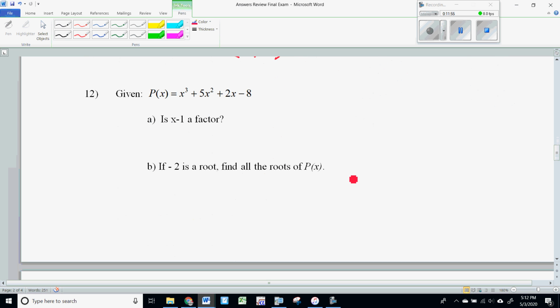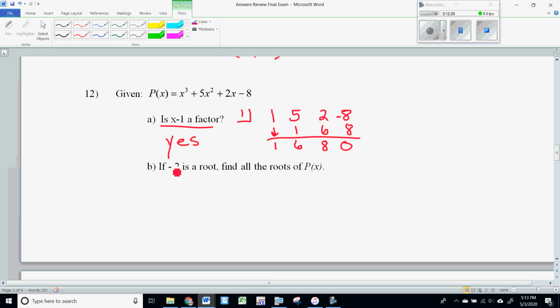All right, given the polynomial, is x minus 1 a factor? To do that, I'm going to do synthetic division. If it's x minus 1, that means I put 1 in the box, and that's 1, 5, 2, 8. And we do synthetic division. I drop the 1, I multiply, I add, I multiply, I add, I multiply, and I get a 0. So is this a factor? Yes, because my remainder is 0.